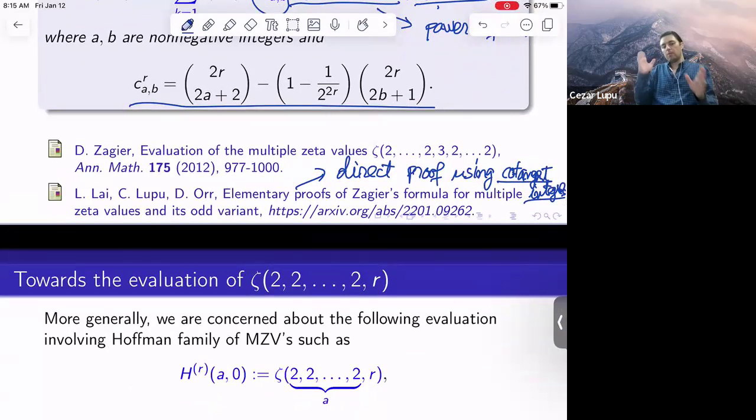For example, I have eight copies of two, and we have a three or a four or whatever, and I don't need those B copies of two. So I just want to evaluate this special family. In fact, the proof that we obtained in a collaboration with Li Lai and Derek Orr was reminiscent of an earlier version that I published before, in which I proved Zagier's formula in a special case. And then we used those ideas to prove it in the general case. But somehow we couldn't manage to prove it in the general case because we didn't know this surprising cotangent integral.